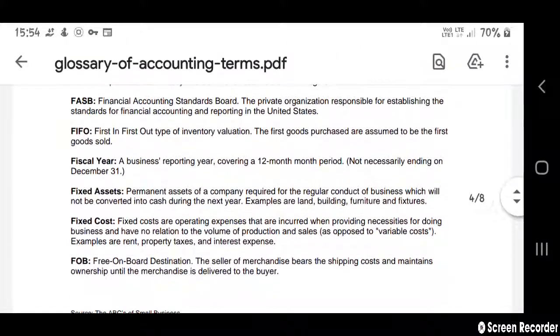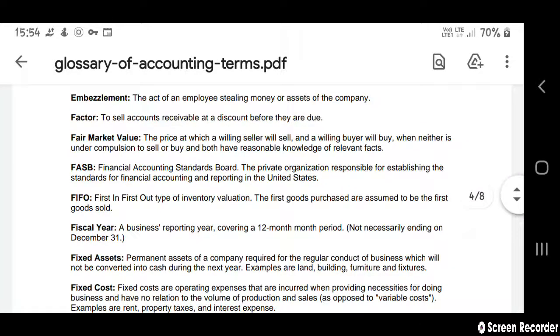Next is the factor. To sell accounts receivable at a discount before they are due is called factoring. Fair market value, the price at which a willing seller will sell and a willing buyer will buy the product when neither is under compulsion to sell or buy, and both have reasonable knowledge of relevant facts.